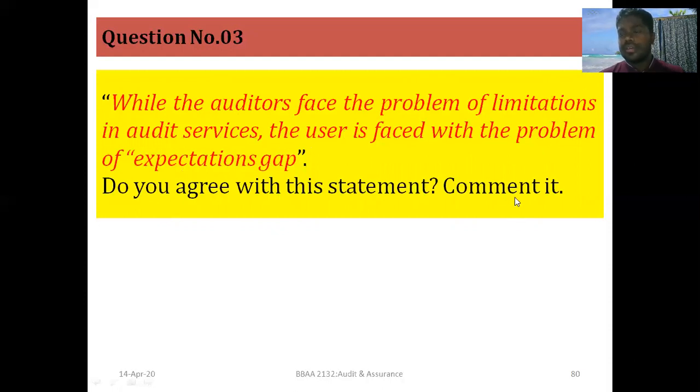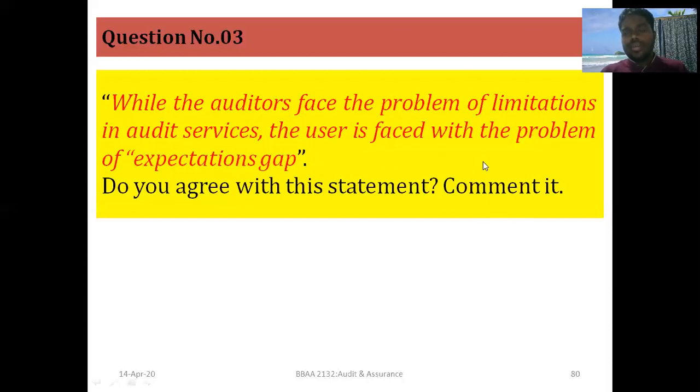The first important thing, the question is, do you agree with this statement? First, you should say whether you agree or disagree. If you agree with the statement, you should say yes. Only after you say yes can you move to the explanation. So here the case is, okay, this is correct, no? Auditors face the problem of limitation of audit. Users face the problem of expectation gap. This is yes. How to comment on it?